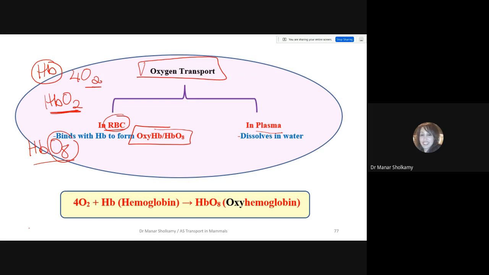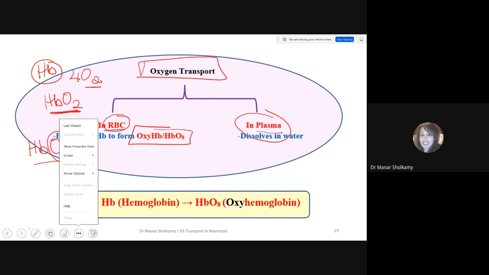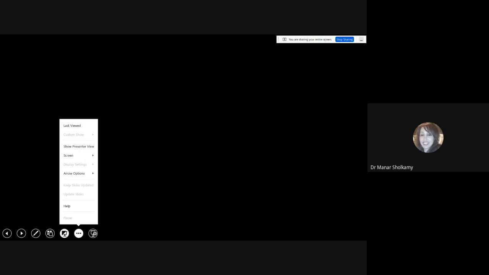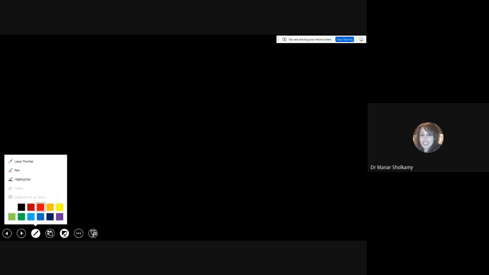If it's going to be transported in plasma, it is going to be dissolved in solution. Fine. Which is the concept that we follow in the transport of everything else. Carbon dioxide. Fine. Now, carbon dioxide. Again, the easiest way to study carbon dioxide is doing the diagram.